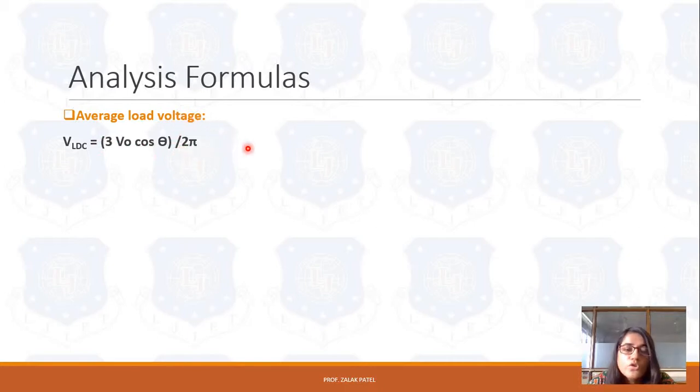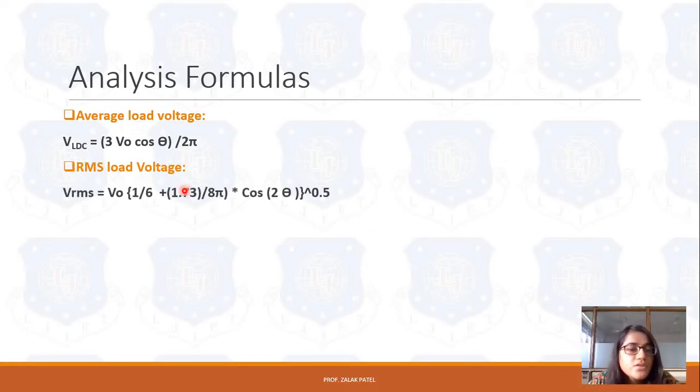So 1 upon 2 pi by 3 Vm cos alpha, or you can simply use this equation. Next is RMS load voltage. RMS load voltage is taken as V0 into 1 by 6 upon 1 upon root 3 8 pi into cos 2 alpha raised to 1 by 2.